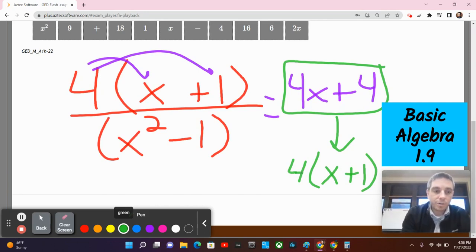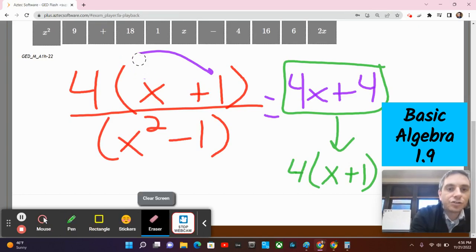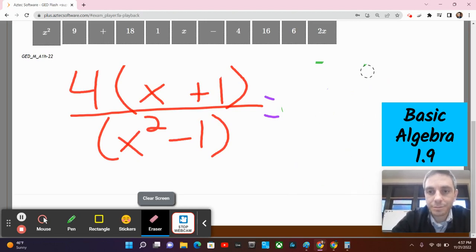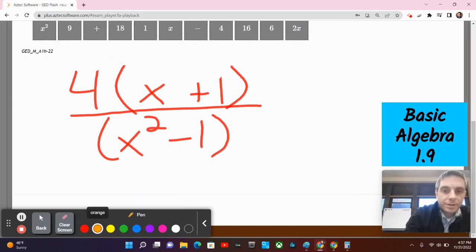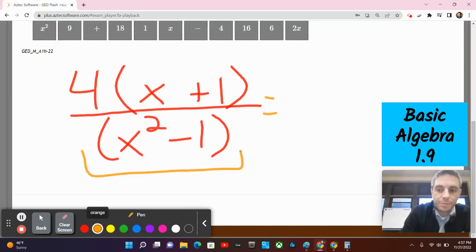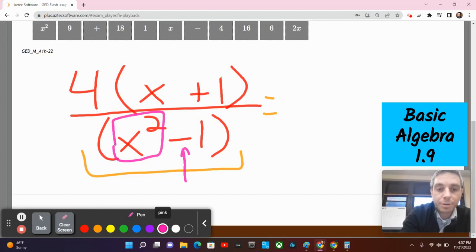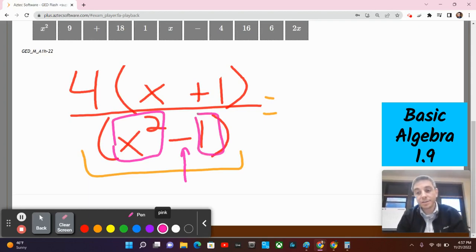Unfortunately, to solve this question, I'm going to have to use an even stranger version of factoring. It's very hard to visualize what this would have looked like before it was multiplied out, and it has to do with what's on the bottom. So this group here on the bottom, x squared minus 1, itself can be factored in a very specific way. Both terms are perfect squares. We can take the square root of those terms and have it be a whole number answer.